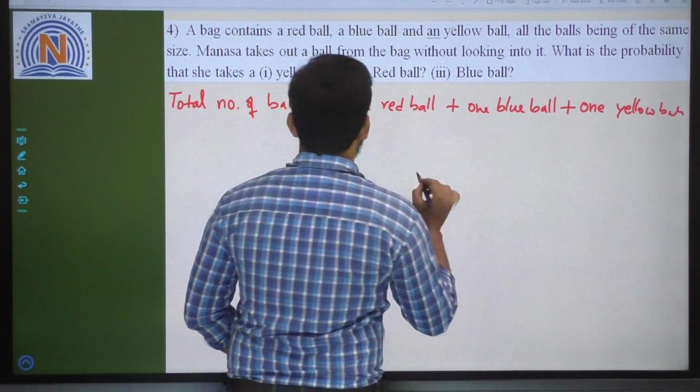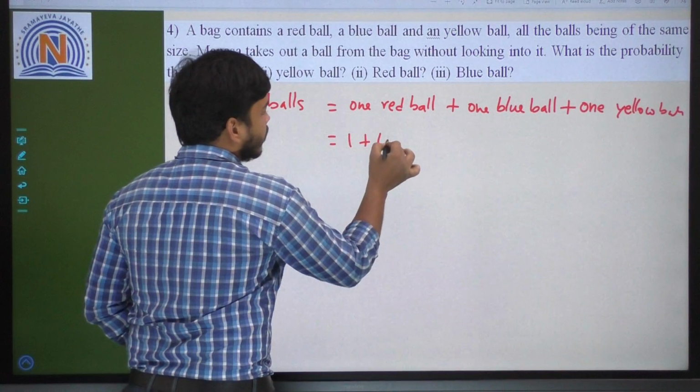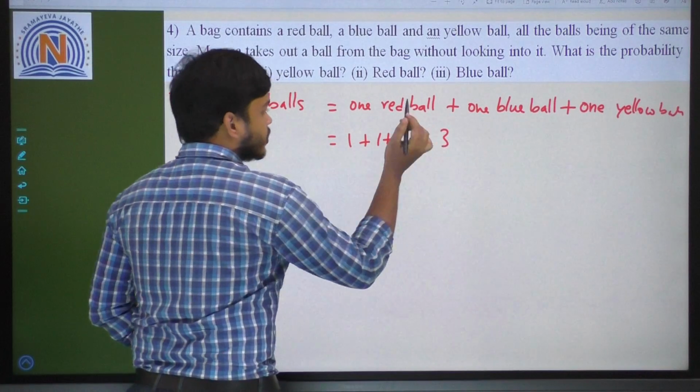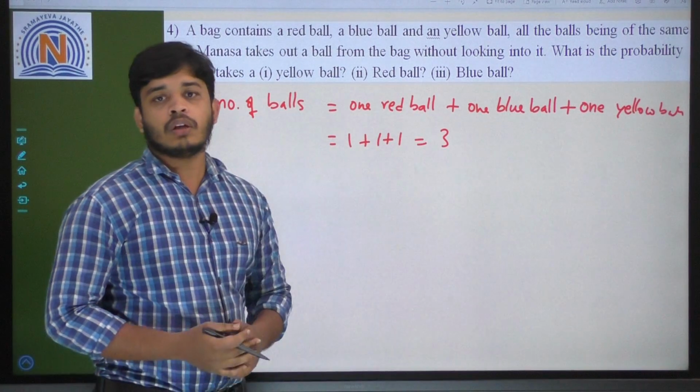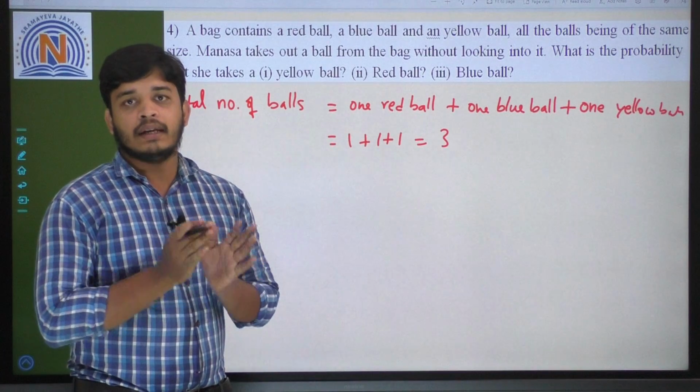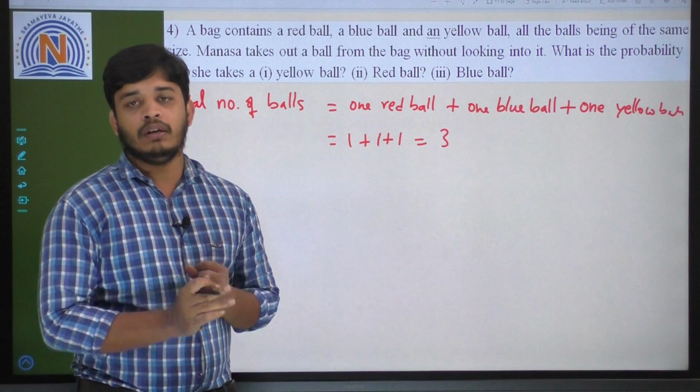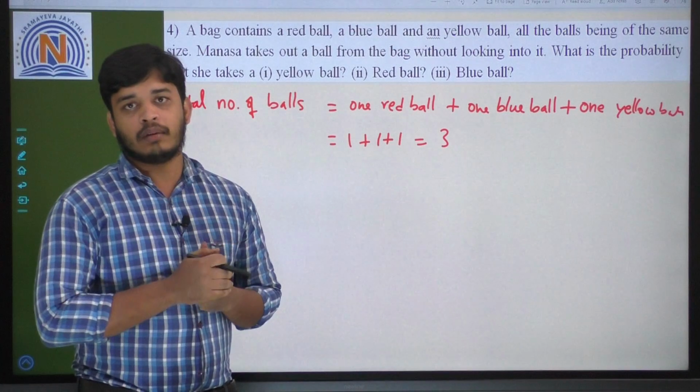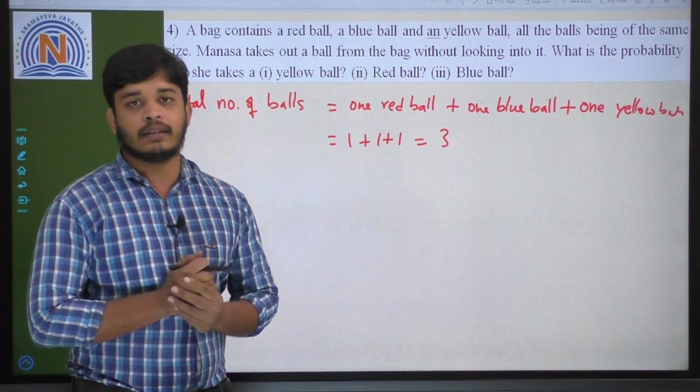So total how many are there? So 1 plus 1 plus 1, which is equals to 3. This is the total possible outcomes. Total 3 balls are there in a bag containing 3 balls. So one is red color ball, blue color ball and yellow color ball. So total 3 balls are there.